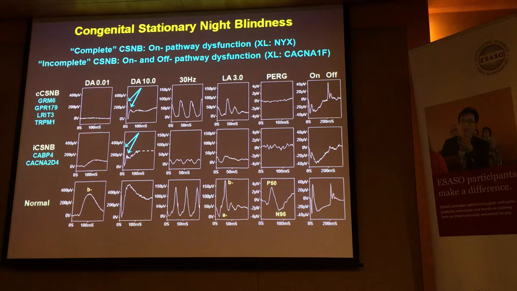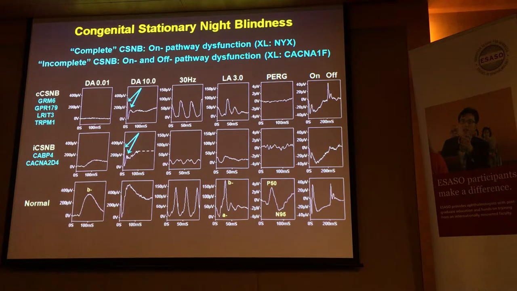It's completely crazy. But what's relevant is this appearance, the shape here, this U-shape, where you lose both the A-wave and B-wave, gives us the off bipolar contribution. The A-wave manifests itself here, but not here, because this is off pathway preservation, this is off pathway loss. And then you get this classic triphasic appearance, which is almost pathognomonic of the incomplete CSNBs. The mutations listed here are those found in recessive disease.